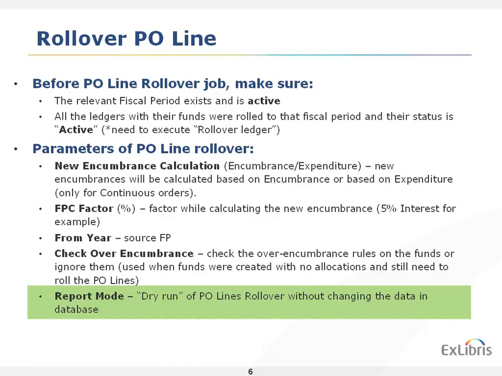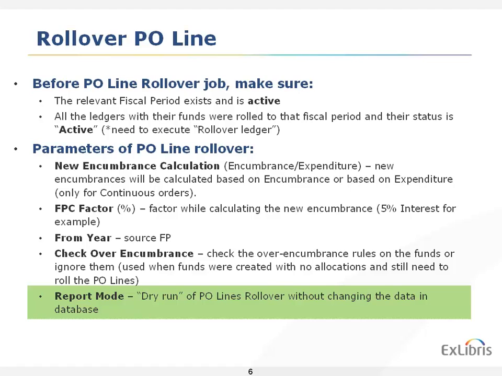The next parameter, report mode, is another checkbox that we added to the job. This is telling Alma to run the job but not keep anything in the database. What will happen is that the rollover PO line will run and all the errors, all the events and the report will be created, but the PO lines will not be rolled, will not be kept in the database. This actually gives us a preliminary review of what can happen if we run PO line rollover now, how the system looks now, and we go and click rollover PO line.